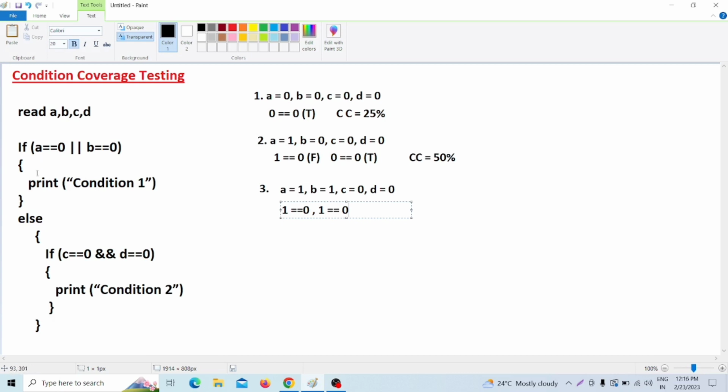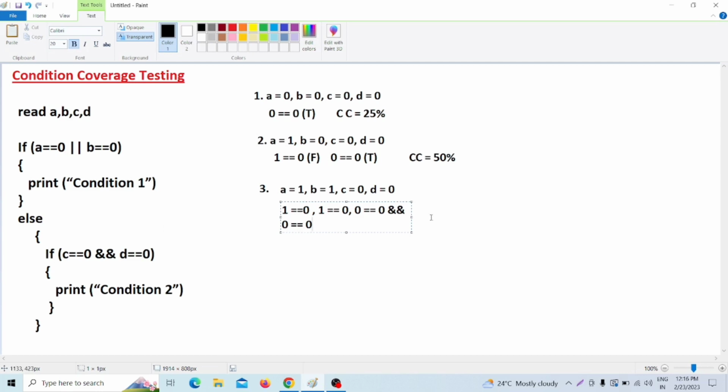Now it goes to the else condition, because these 2 conditions were false. Now control goes to the else part, and we check the c value here. C equals 0, that means 0 equals 0. It's satisfying the condition. And here we have AND d equals 0, that means here also 0 equals 0.